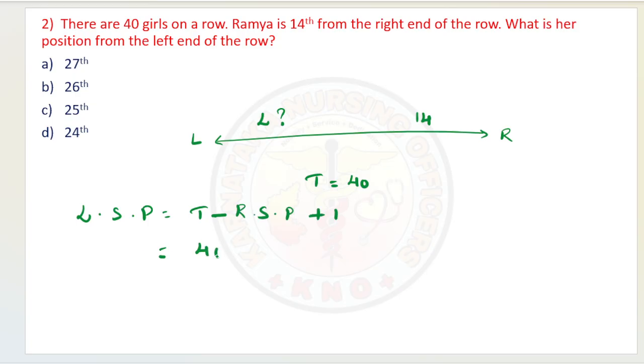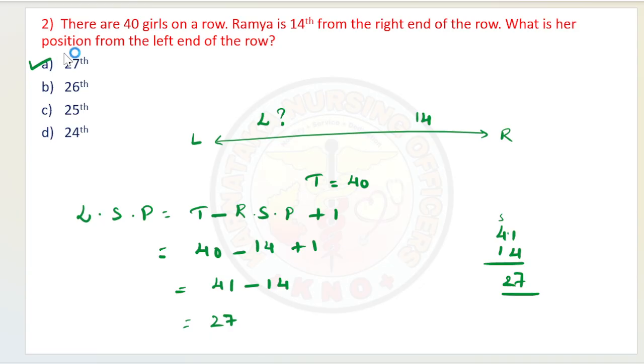So total is 40 minus right side position 14 plus 1. So 40 plus 1 is 41, minus 14. 41 minus 14 is 27. So Ramya's position from the left end of the row is 27th. That is option A, the correct answer.